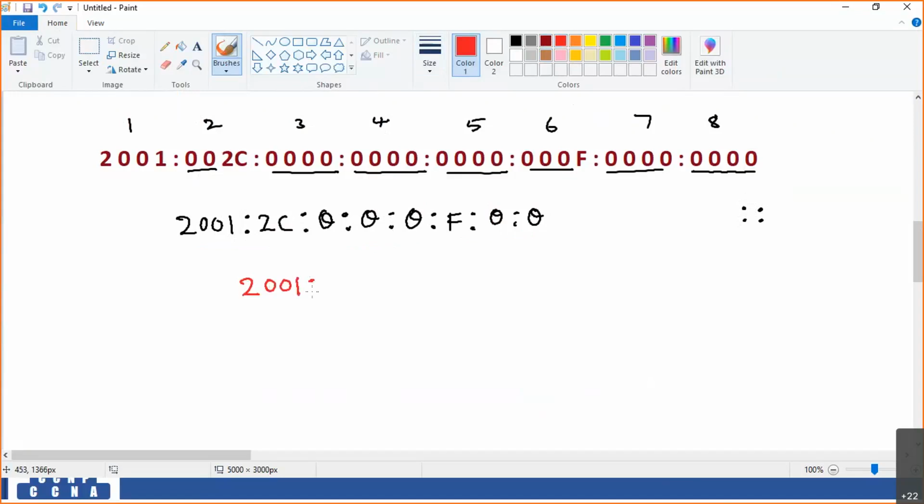Now finally, how can we represent this IPv6 address again? 2001 colon 2C, double colon, because of multiple fields we are replacing them with a double colon. Then F, double colon.